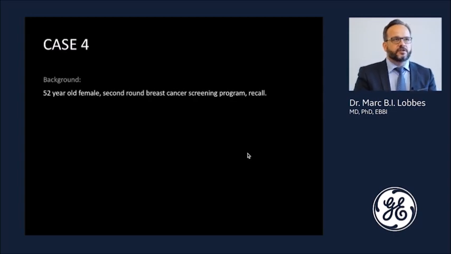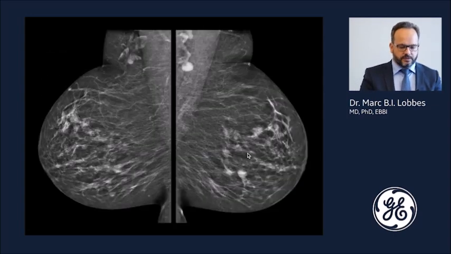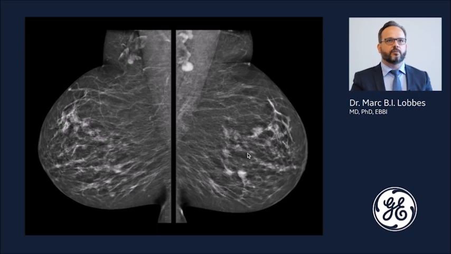Now, case 4 is a 52-year-old female. She was recalled in her second round of breast cancer screening. Also, again, no complaints, which is very common in these kinds of recalls. And this was the appearance that we had from the mammogram.